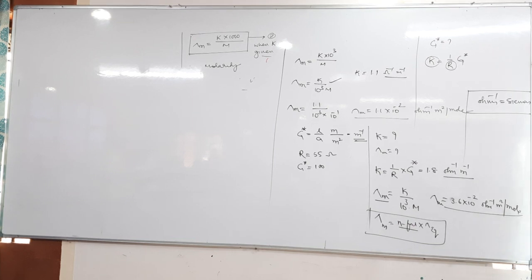Calculate the conductivity and molar conductivity of 0.05 M KCl solution. In brackets, the conductivity of 0.01 M KCl solution is 0.141 ohm inverse meter inverse.